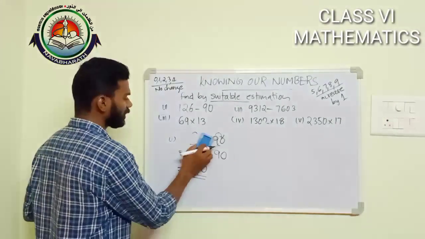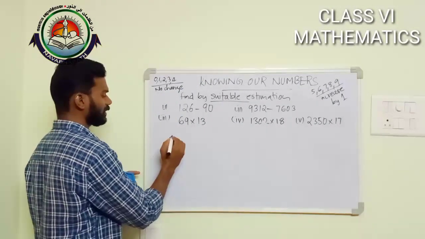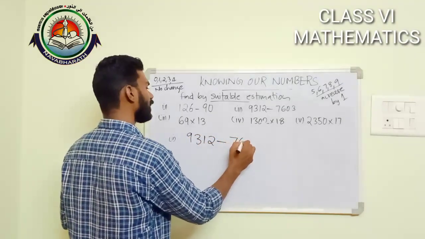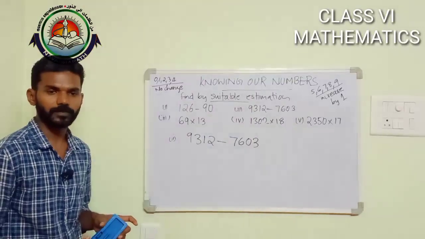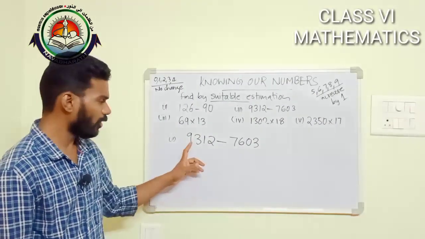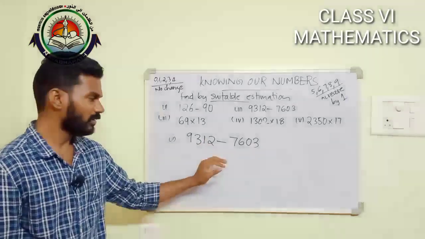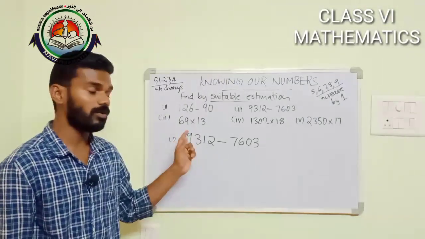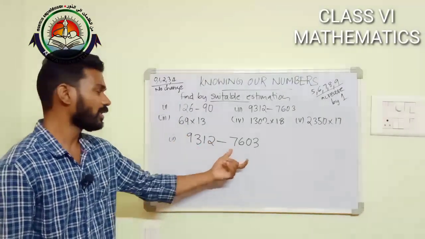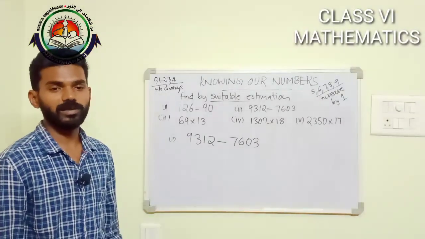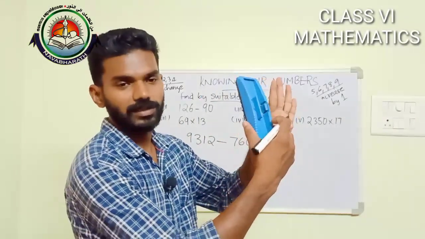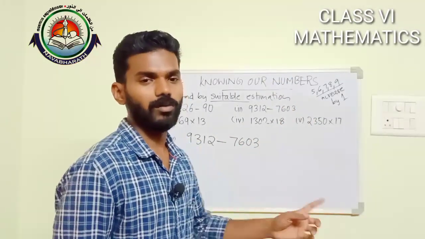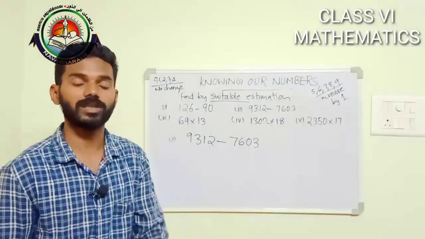Now let's do the second problem. Which is the second one? Second one is 9312 minus 7603. Clear? And you can see how many digits there are here. This is subtraction. For subtraction and addition, first count the number of digits. Here it is 4 digits. Here also it is 4 digits. 4 digits means ones, tens, hundreds, thousands. Clear? So we are going to round off these numbers to the nearest thousand.